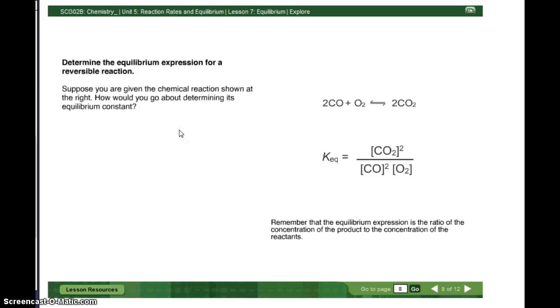This is part 2 of the 5.07 equilibrium recording. Determine the equilibrium expression for a reversible reaction. Suppose you are given the chemical reaction shown at the right. How would you go about determining its equilibrium constant?